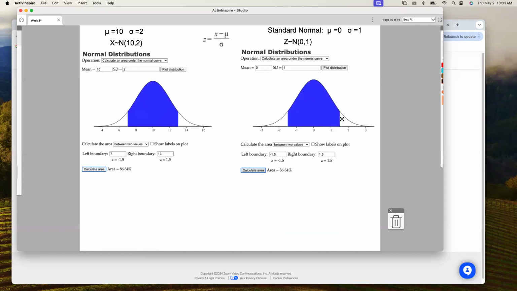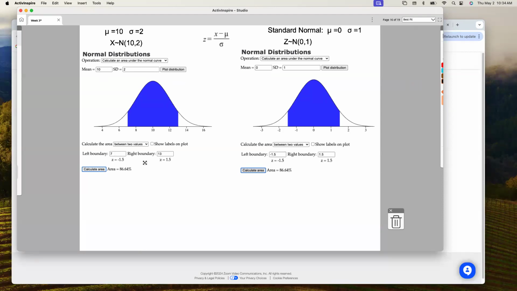One is that if I have this normal distribution, and I want to find the area between 7 and 13, I can do this in Statplets very, very easily. All I do is I get into normal distributions. I type in a 10 and a 2 for the mean and standard deviation. I plot the distribution, and then I want to calculate area between these values. So here's 7 and 13.